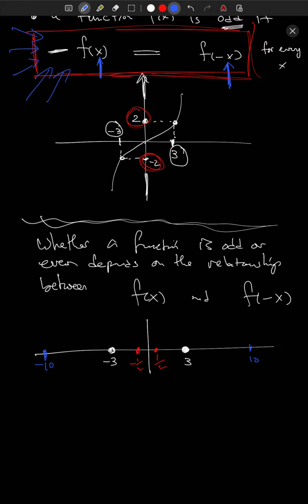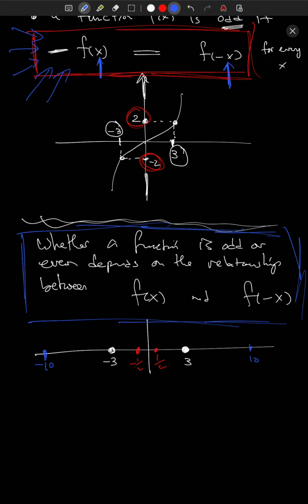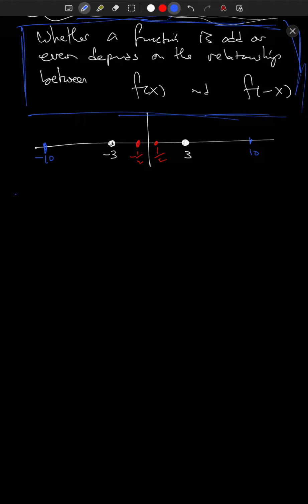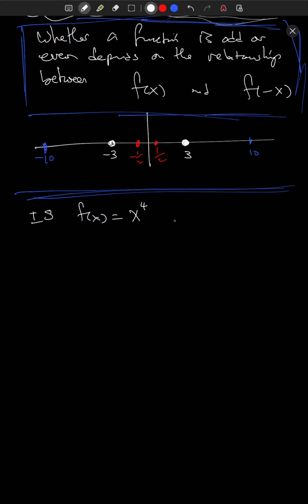I think this statement here is a good way to remember what odd and even are about, what the concepts are about. Okay, so let's try to figure out, for some algebraic examples, whether a function is even or odd, or neither. Like I said, most functions are neither. Let's start with this example. Is f of x equals, let's say, x to the fourth, odd, even, neither?